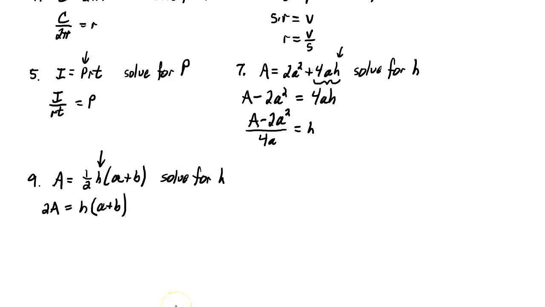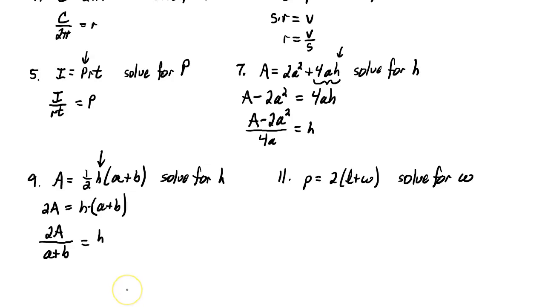We're trying to get the letter h alone. What's next to it? The a plus b has been timesed to the letter h. How do you remove something that's been timesed? By dividing by it. So we make the decision to divide by the a plus b. So 2 times capital A divided by a plus b is equal to the h.